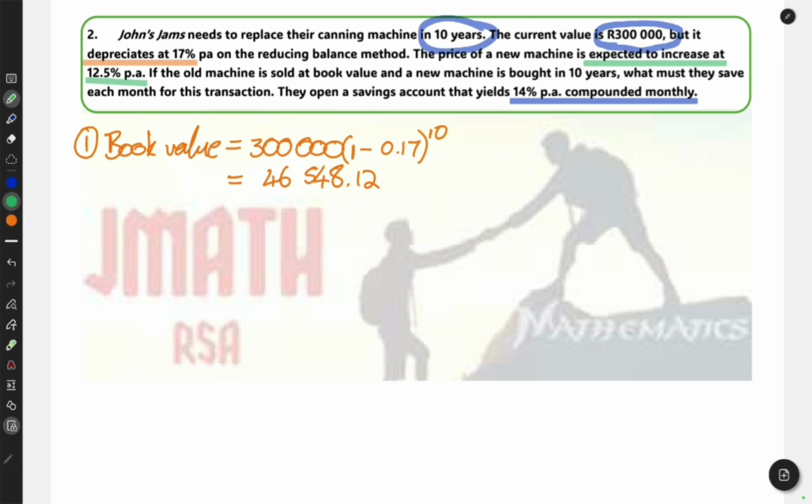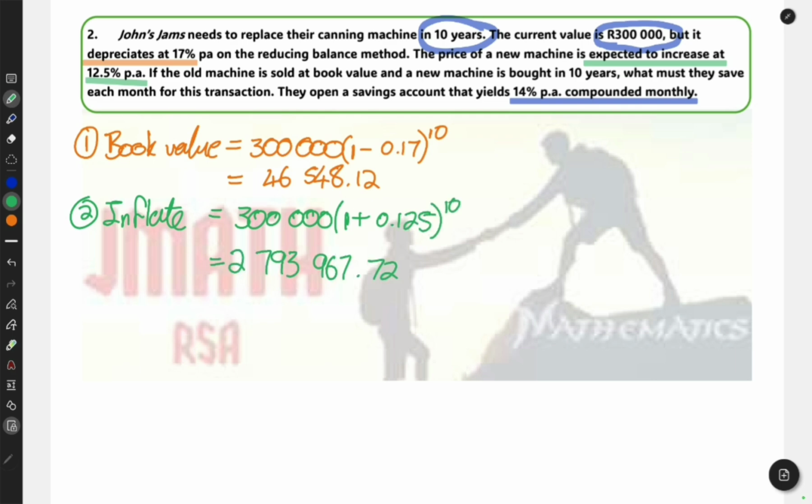Now I need to work out what a new one would cost. So I'm just going to label this inflate, and it's going to look very much the same. It's still 300,000, but now it's 1 plus the interest rate, which was 12.5%, also 10 years. So a new one would cost 2,793,967. So you're just under 3 million in 10 years. But that's what inflation does, sadly.